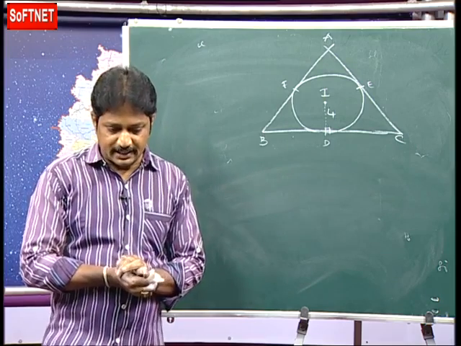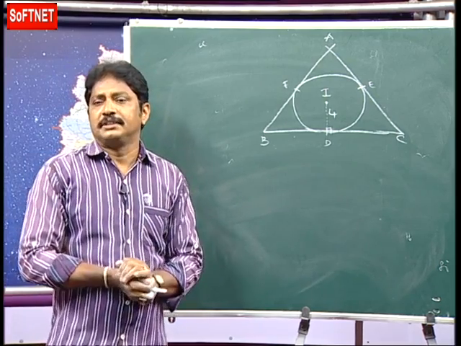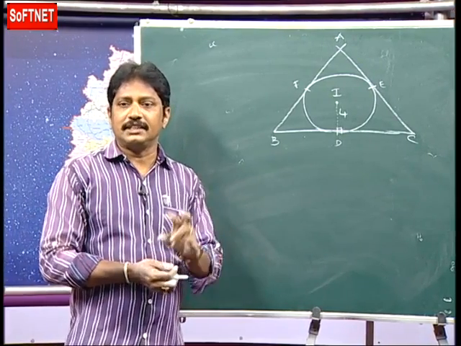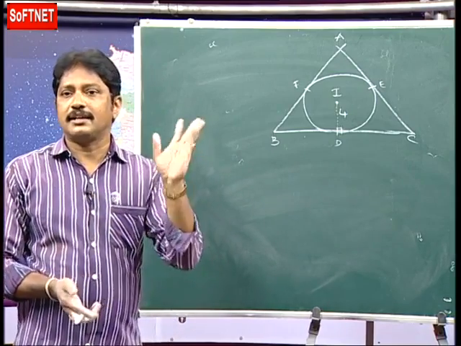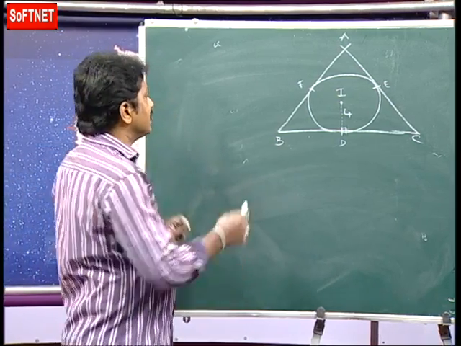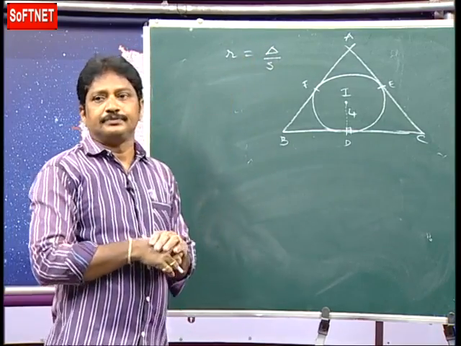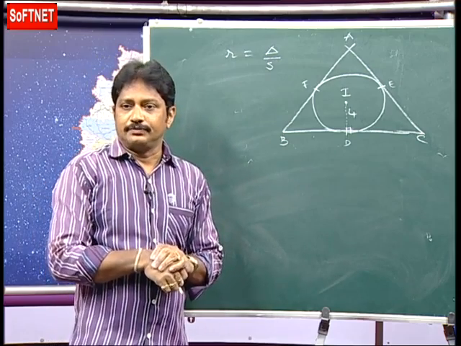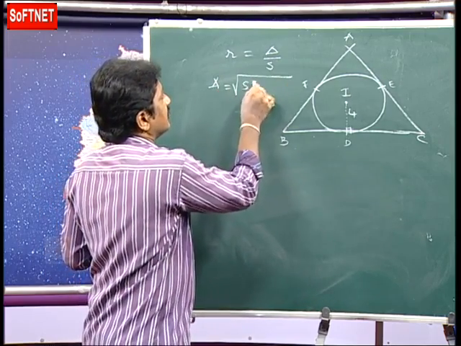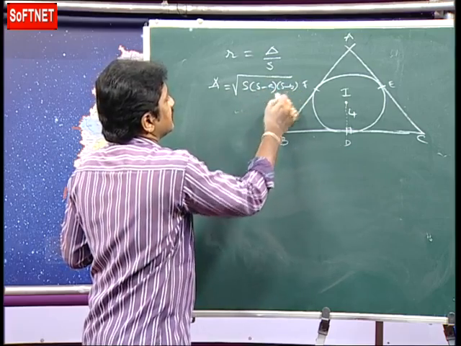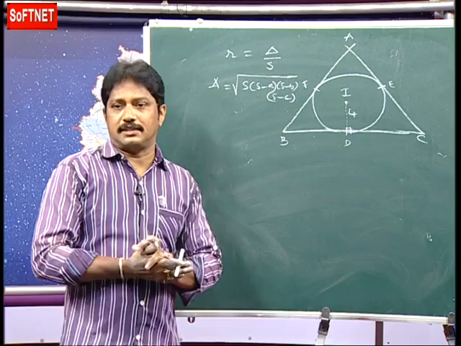Clear? Okay. Then how to do this? Any idea from your side? Here I am taking only two ideas: one is the relation of the inradius with the area, and the second one is Heron's formula. These two will get the answer. Very simple. What is the inradius formula? You know that r is equal to delta by s. So r equals delta by s. I am using this one, and the second one is delta equals root over s(s minus a)(s minus b)(s minus c). I am going to use these two formulas to get the total answer.